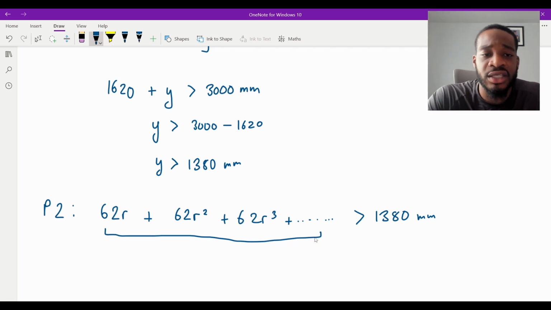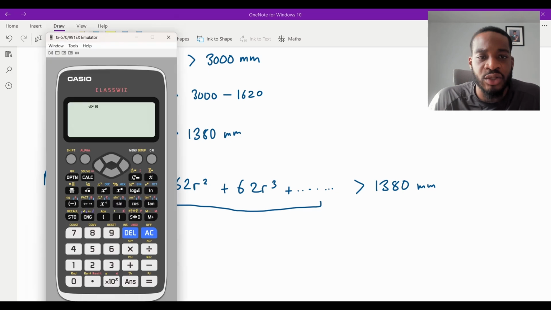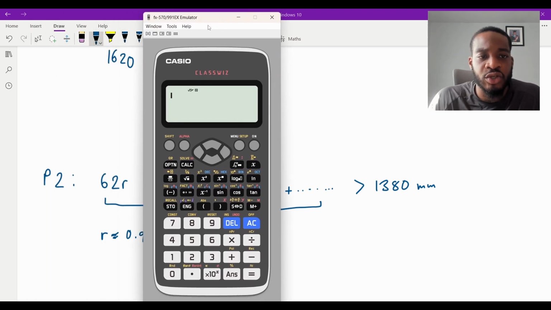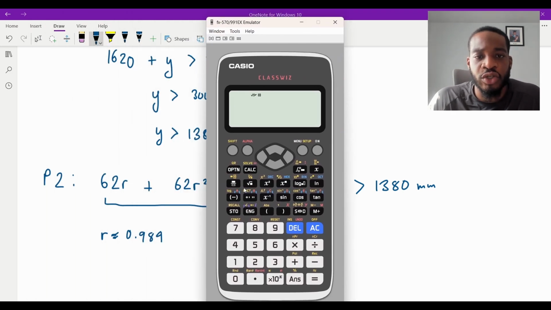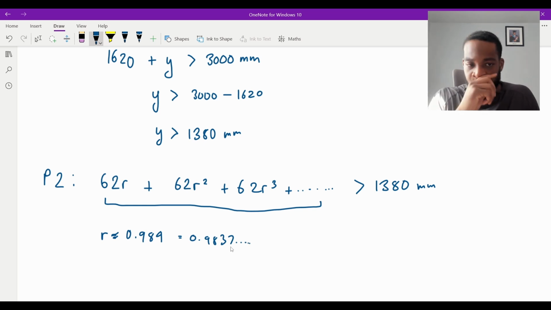Now, remember, in part C, we know what R is. R was equal to the square root of 30 over 31, which is approximately 0.984. But what I like to do is I'm actually going to use the actual answer. So R was equal to the square root of 30 over 31, wasn't it? So I'm going to use that, and I'm just going to write equals 0.9837, and so on. I'm going to use that moving forward.